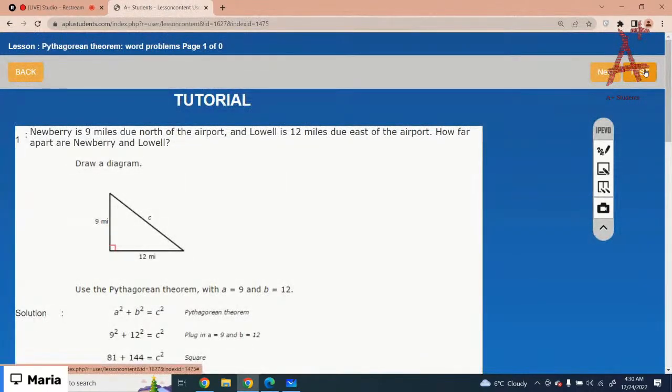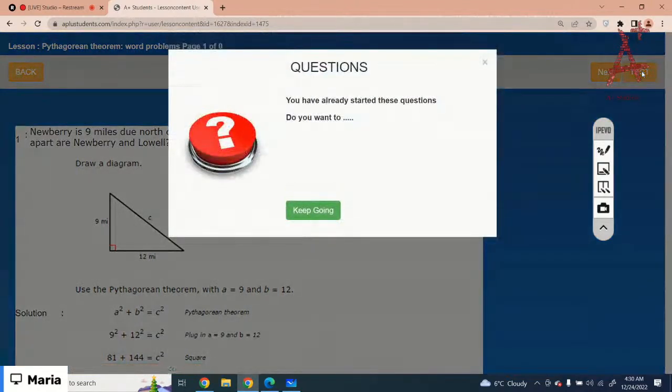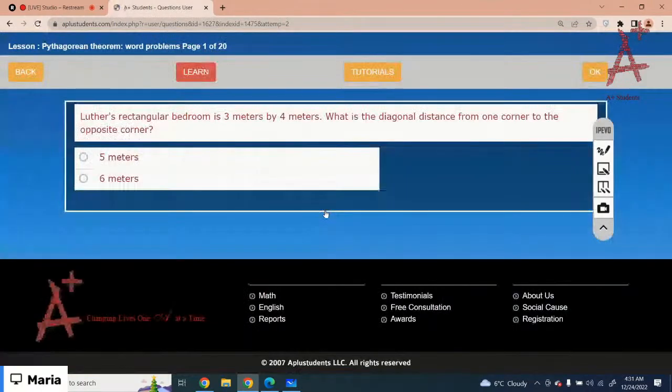Okay, let's start with the test questions. Luther's rectangular bedroom is 3 meters by 4 meters. What is the diagonal distance from one corner to the opposite?